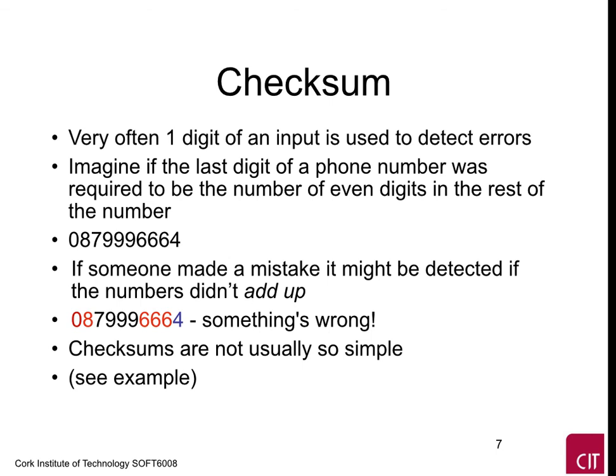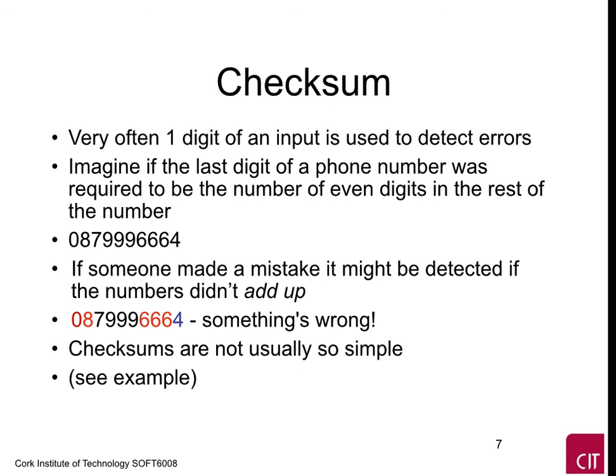So the last digit isn't really part of the number. Now this would be very inefficient because you would reduce the number of possible phone numbers to 1/10. But let's say we were going to do this. So we have this rule that says the last digit must add up to a particular thing. And let's say the rule is it must be the number of even digits in the rest of the number. So if that doesn't add up, then something is wrong.